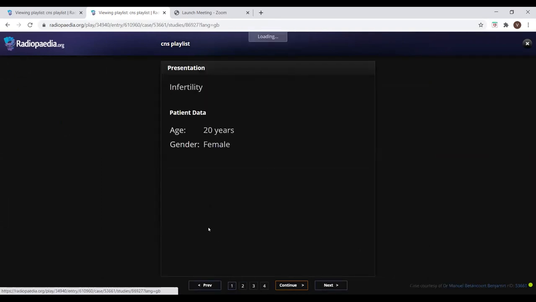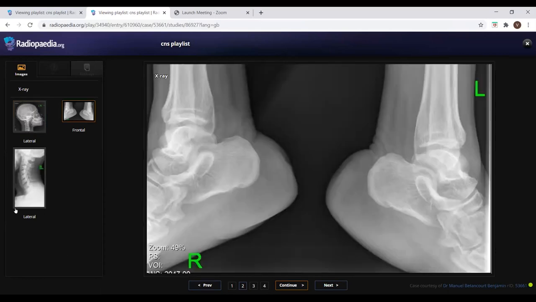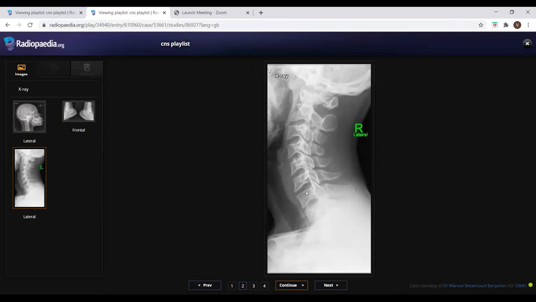Interesting. Yeah, this you did pretty well. The X-ray you described, your description is really good. And also, the heel pad thickness is increased, and in the spine, there is enlarged anteroposterior diameter of the vertebrae. Okay, so this is all in keeping with the diagnosis of acromegaly.